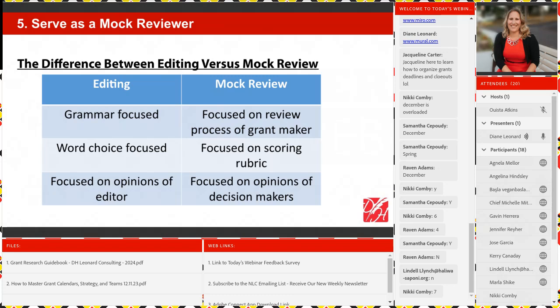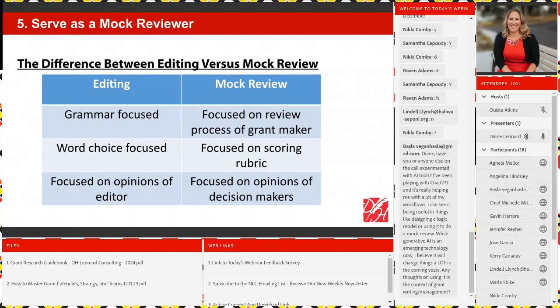So this mock review piece, it's not usually what we would offer to grant team member, or I should say potential grant team members. It's not what we offer first. We want to make sure we're getting content work done first. But we really want to see if this is somebody who wants to be involved. We haven't found anything else. Serving as a mock reviewer is another great thought.